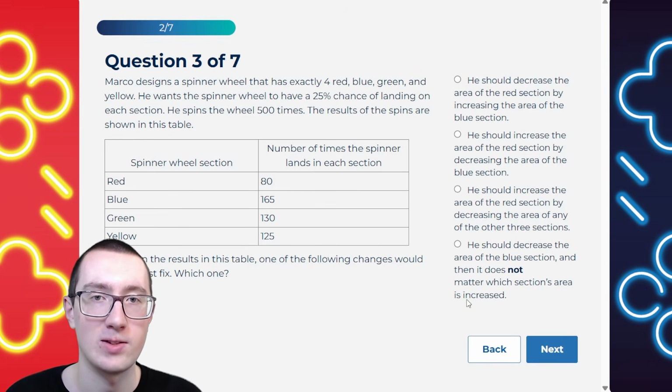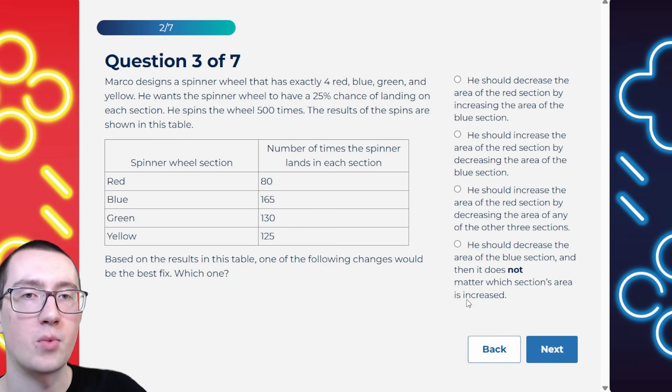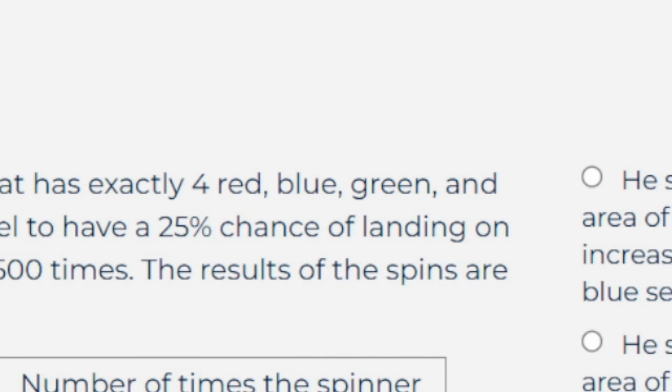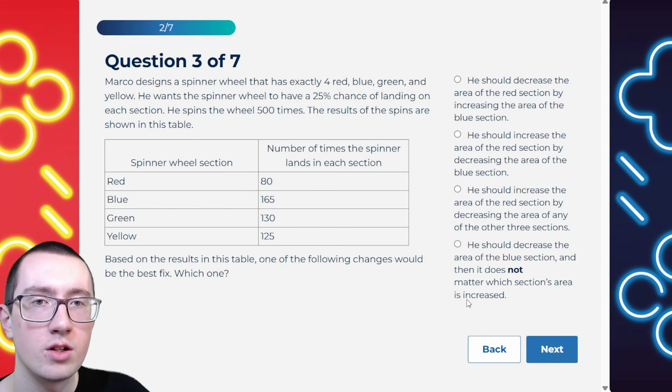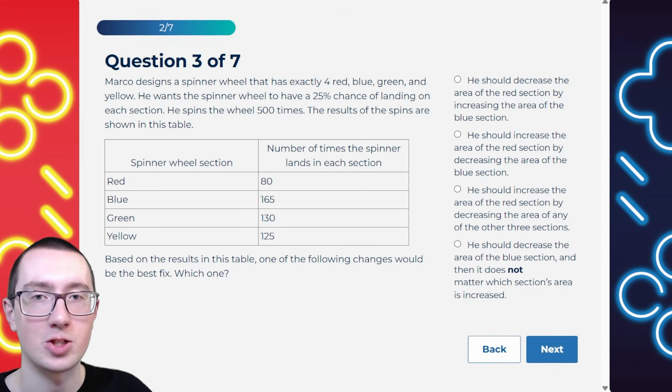Okay, this one looks like it has a lot of words. You're going to be seeing a lot of word problems on the ACT. So I'm going to get my head out of the way. It says that Marco designs a spinner wheel that has exactly 4 colors: red, blue, green, and yellow. I think it's just saying that there's a red section, a blue section, a green section, and a yellow section. I think that's what it's saying.